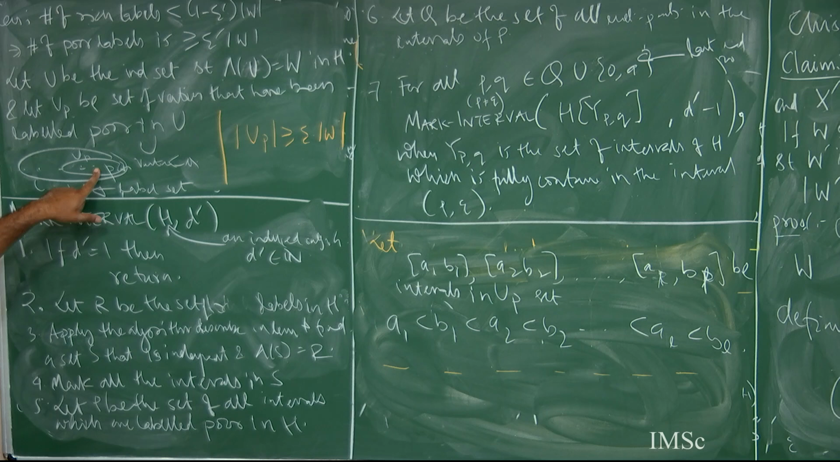UP is the set of all the vertices that have been labeled poor. No, it's in U. That is why I am calling it U underscore P, right? Otherwise, I would have called it P. Let P be the set of all intervals which are labeled poor. This is part of P. So this is why I draw the picture, right? This is U, which realizes W, and these are all the guys which are poor here. And this is very natural.